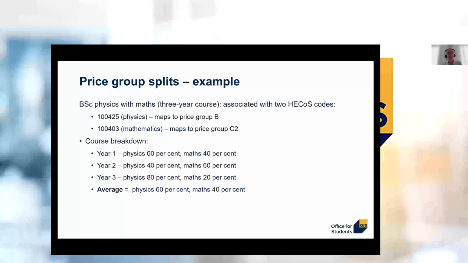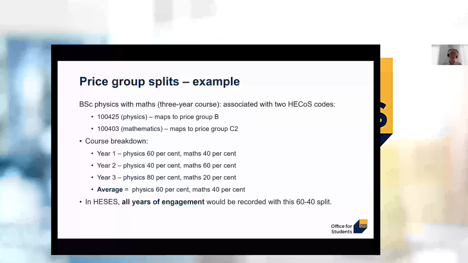The first year, it's 60% physics, 40% maths. That's reversed in the second year. And in the third year, 80% of the time is on physics and 20% is on maths. And if you average that out, it comes out at physics 60% and maths 40%. And all that means that all years of engagement, whether they be in the first, second, or third year, that get reported on HESES would be recorded using that 60-40 split.